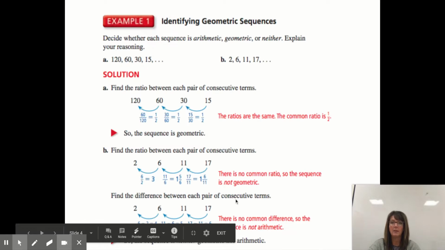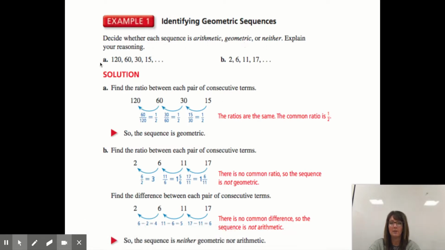All right, here we go. Decide whether it's arithmetic, geometric, or neither. So first, let's find the ratio between the consecutive terms. 1/2, 1/2, 1/2. All right, the ratios are the same, so the common ratio is 1/2. That makes it a geometric sequence. I always just look at this and say, okay, well, I'd be subtracting 60, but subtracting 60 doesn't work. So then it's dividing by 2, which makes it multiplying by 1/2. So there are lots of different ways in which you can do this.